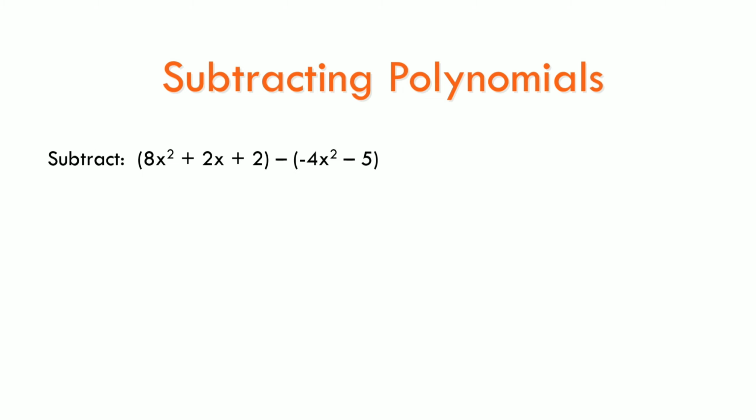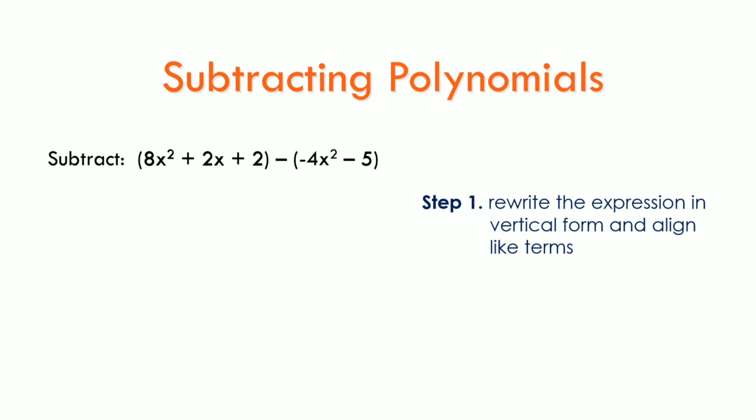Let's have another example. Let's subtract these polynomials. So again, first step, rewrite the expression in vertical form and align like terms. Notice that 2x and negative 4x raised to the power of 2 are not like terms. So we need to move negative 4x raised to the power of 2 below 8x raised to the power of 2. We do this because the two terms are like terms. Just to make the equation not empty, let's put positive 0x. Anyway, the coefficient is just 0, so the value of this is also 0. And you're not breaking any rule here.